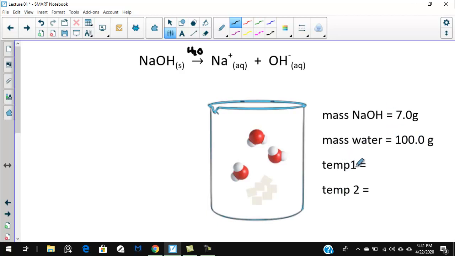So we'll measure the temperature of the water at the beginning of the experiment, and we'll measure the temperature final of the water at the end of the experiment. So temperature 2 will be the warmest or coolest temperature that the water ends up at. Okay, so let's set up that experiment and see what the results are.